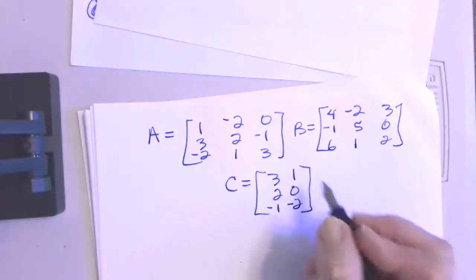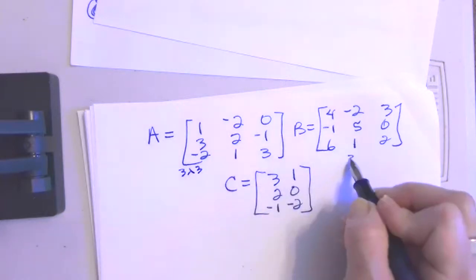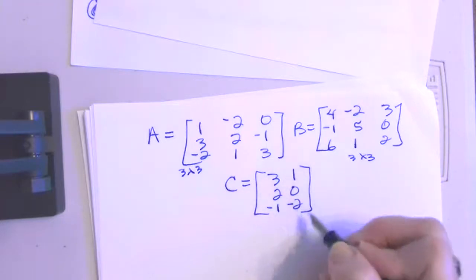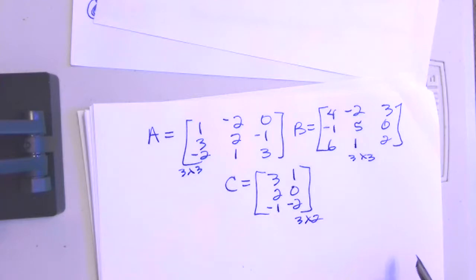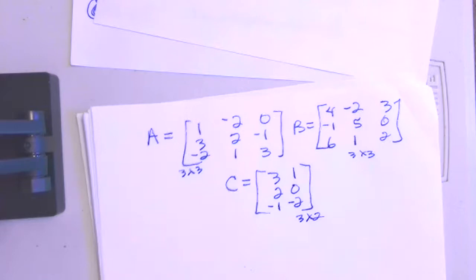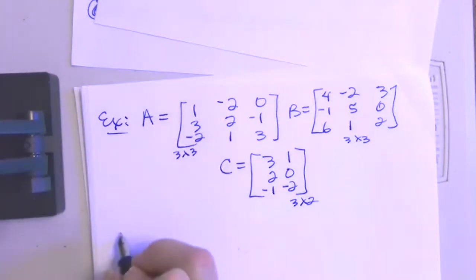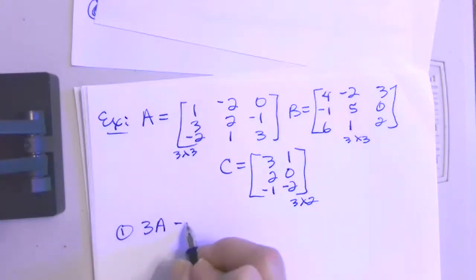So A is a 3 by 3 matrix. B is a 3 by 3 matrix. And C has 3 rows and 2 columns. All right, so let's do some various operations on it. Suppose I ask you what is 3A minus 2B.